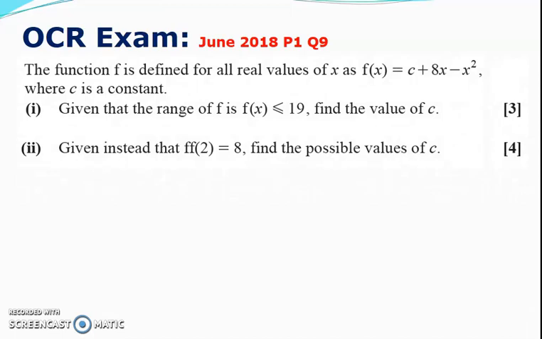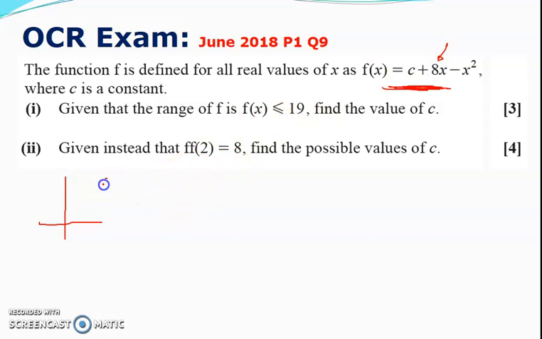New question. The function is defined for all real values of x. So this is my function, c plus 8x minus x squared, where c is a constant. Given that the range of f is f of x is less than or equal to 19, find the value of c. Okay, well, I suppose the first thing I want to do is I want to know what this graph looks like. And I can do that by saying it's an x squared graph. I could even complete the square, but you can just use your knowledge of the fact that because it says plus 8x. Well, I'll complete the square.